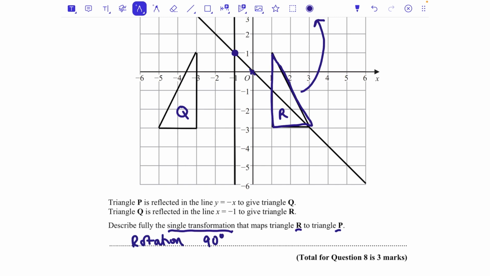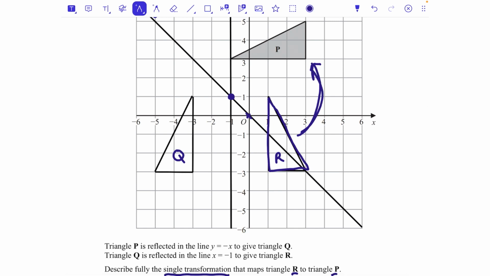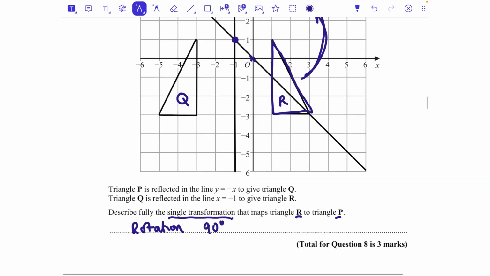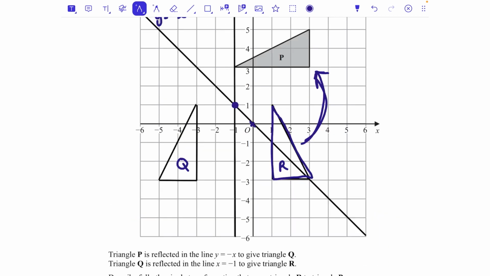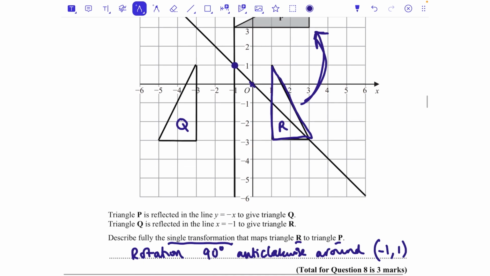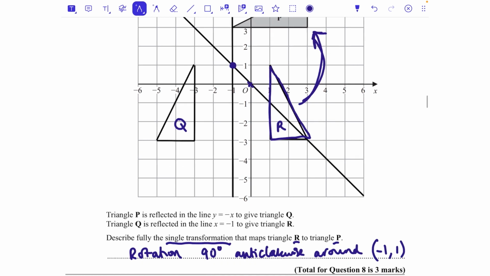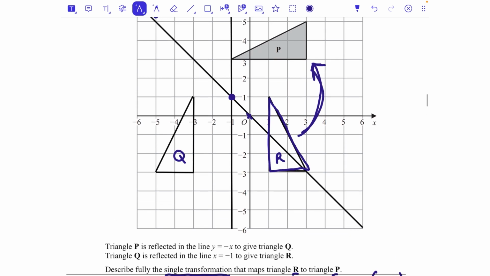So we would say that this is a rotation, 90 degrees. Now we're going against the direction of a clock because we're going this way, so that is anti-clockwise. Around the point. I'm not going to put the point because I'm running out of room, but around -1, 1, that is your point there. So that's rotating around that point. We've got to say the direction, we've got to say that it's a rotation, we've got to give the point, and we've got to say 90 degrees. And we can tell it's 90 degrees because this triangle was pointing up here, and now it's pointing left. So that is a 90-degree turn.